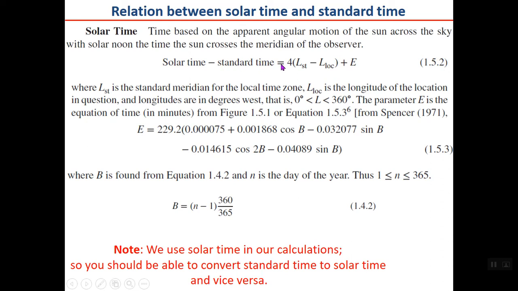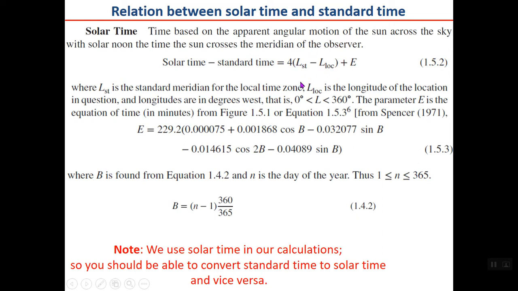By the way, the difference between these two times is 4 multiplied by (LST minus LLOC). You may remember that LST was the standard longitude of the country or region. For example, for Iraq, it was 45. And LLOC, as you may remember, was the longitude of the location in question. For example, you may have a specific city in Iraq, for example, Tikrit, Baghdad, or any other location. For all of them, LST is the same, 45, but LLOC for each location is different.